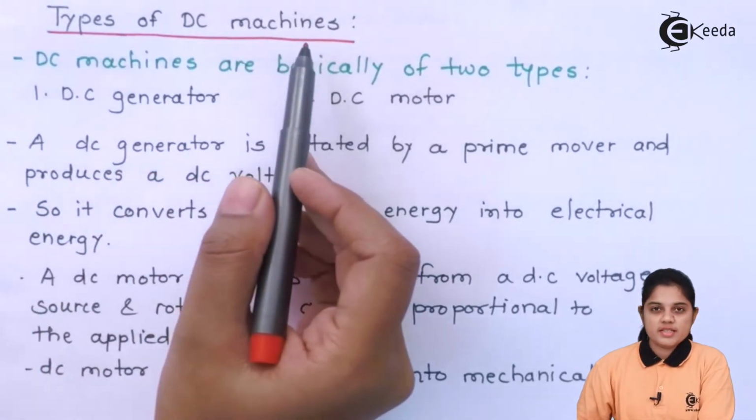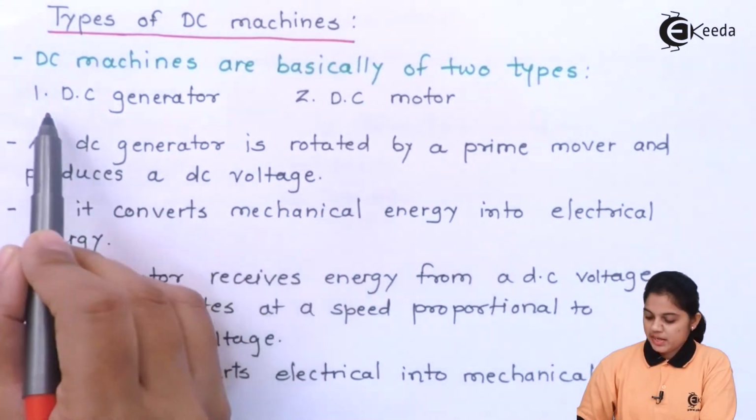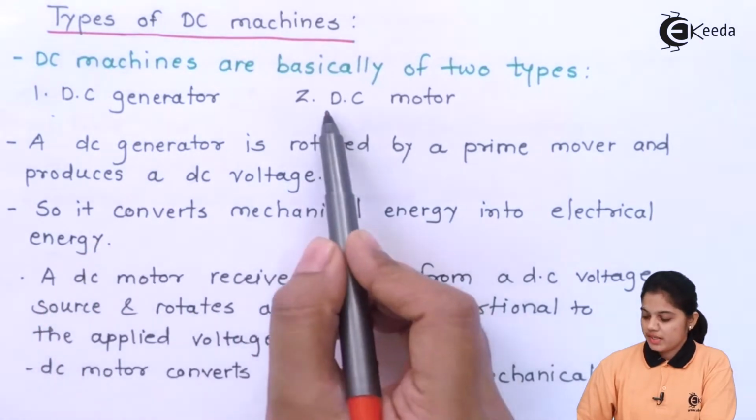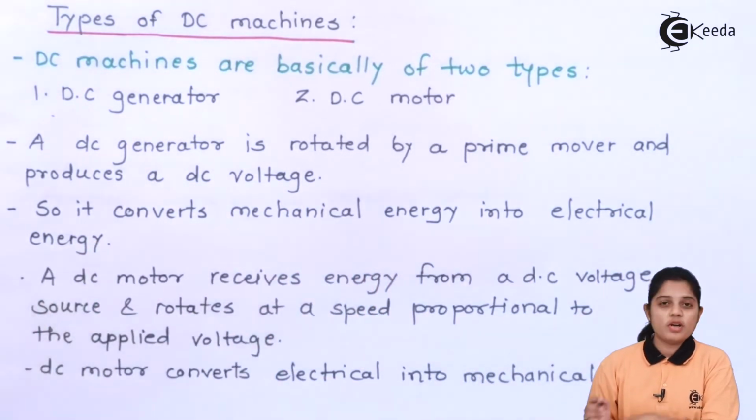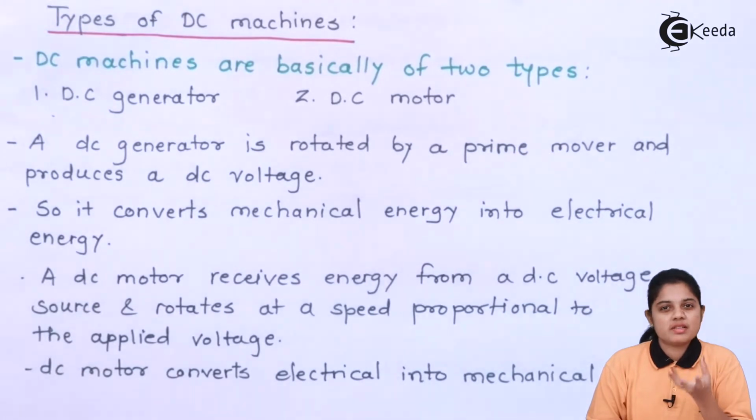So, types of DC machines. DC machines are basically of two types. They can be either DC generators or DC motors. So what is a DC generator? There must be some difference between them. A generator will generate something, and a motor is something that can be used to move something.